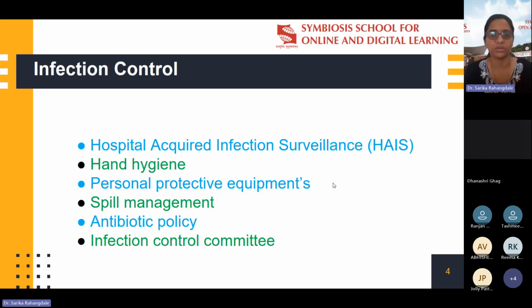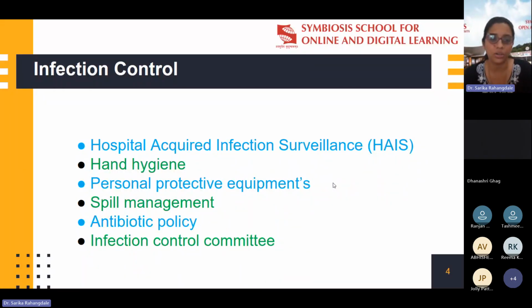So let's talk about Logbook 2. Under it, you have to study two aspects of the hospital: one is infection control and second is the biomedical engineering department. Under the infection control heading, these are the parameters you have to observe. You will look for hospital acquired infection surveillance, and see what policies are available in the hospital regarding HAI, also named hospital associated infection.